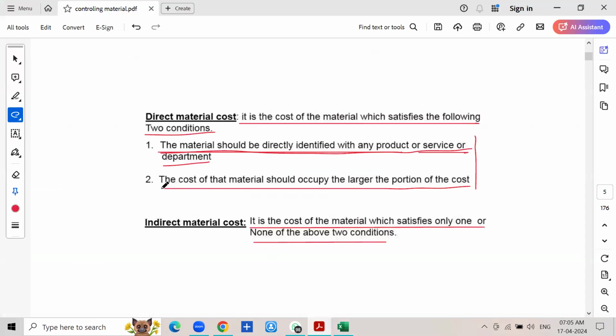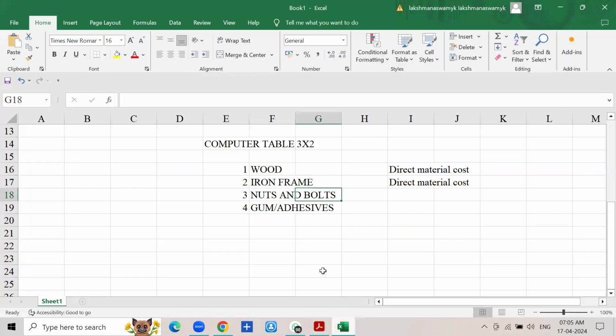So indirect material means it is the cost of the material which satisfies only one or none of the above conditions. So the nuts and bolts is satisfying only one condition. So this is called indirect material, right? So the cost of these nuts and bolts is called indirect material cost.